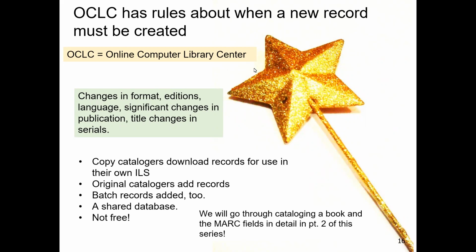And it kind of is more of a non-profit-ish thing now. Just a short, brief overview, and we'll dive more into this next time: changes in format, additions, language, significant changes in the way the resource is published, and title changes in serials all require a new record. This can be one of those things that gets a little bit tricky with copy cataloging when you find something that almost matches but doesn't.